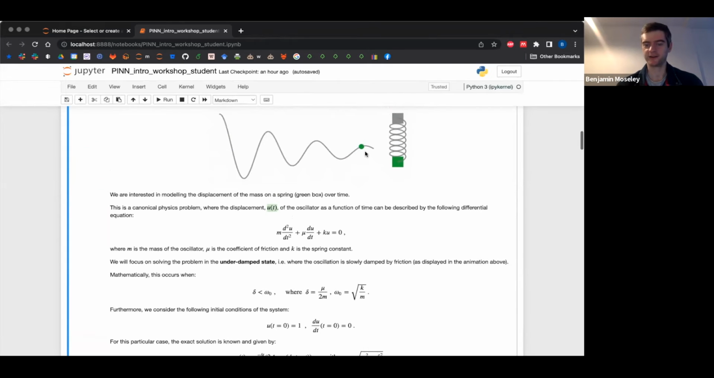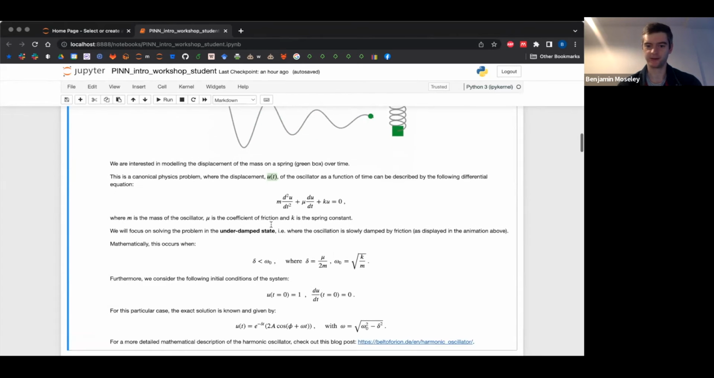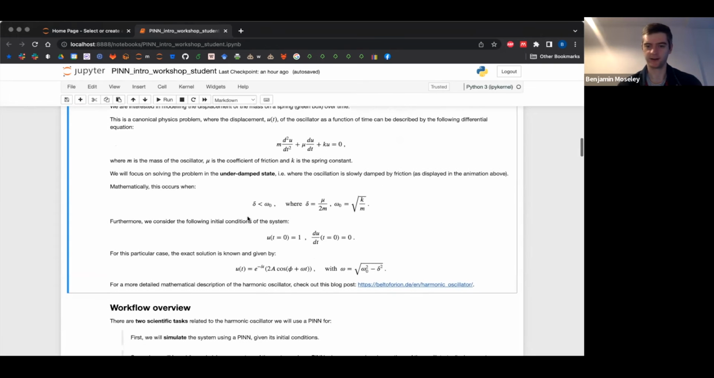So there are actually a couple of different solutions of this system, depending on the values of the mass, the friction coefficient, and the spring constant. So we're just going to focus on this underdamped state, where there is some oscillation, but it's slowly damped in time by friction. And this occurs when these quantities here satisfy this condition, and are computed by these equations. I'm not going to get into the detail of the maths behind this, but if you're interested, you should have a look at this blog post. It goes fully through the derivations of the different solutions.